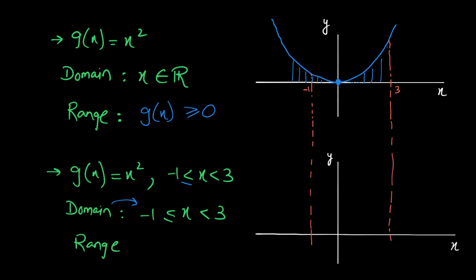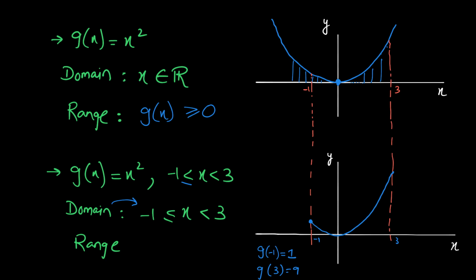Now let's find what the output of the function would be at -1. If you plug in g of -1, the value you get is just 1. So you now know that at -1 the value of the function is 1, and the value of the function at 3 is simply 9. Alright. So if you sketch the curve from -1 to 3, this is what your sketch would look like.